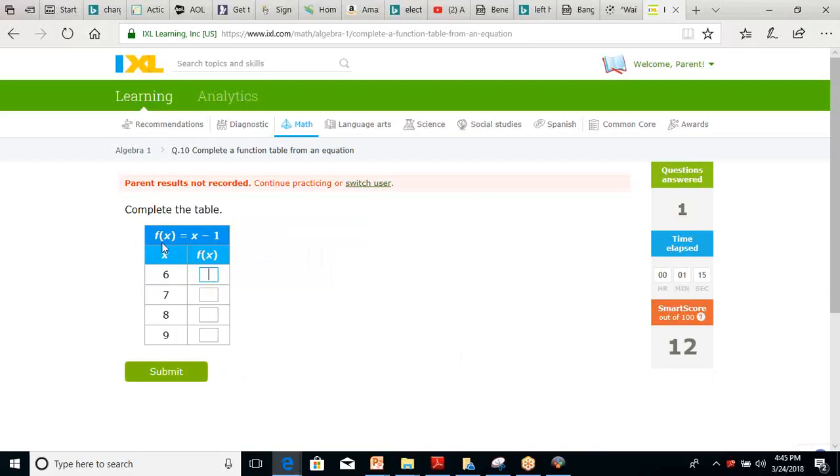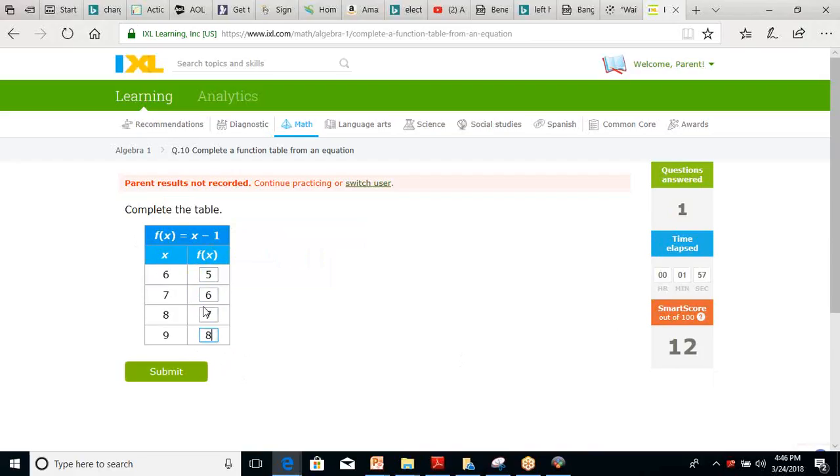The same thing. This is the equation that defines the graph. Fx is equal to x minus 1. You're given the x value, you plug it in the equation, and you get fx or y. So if x is 6, fx is 5. X is 7, fx is 6. X is 8, fx is 7. X is 9, fx is 8.